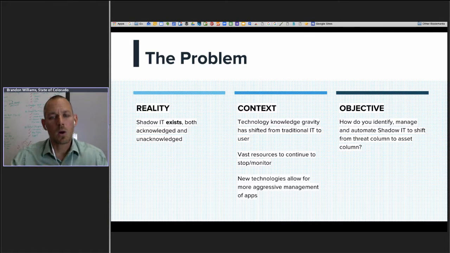Second, then, how do you organize around them? How do you manage that shadow IT group to get a mutual benefit and get some of their information and input? And then how do you actually act on it?